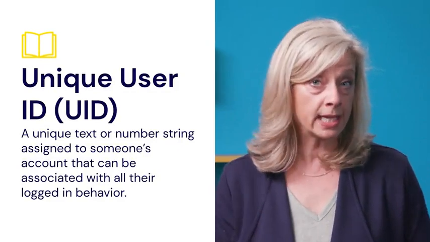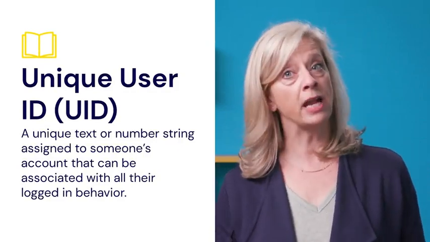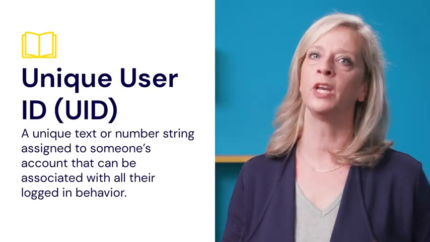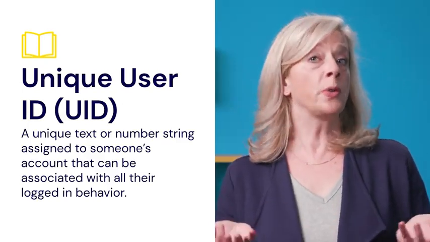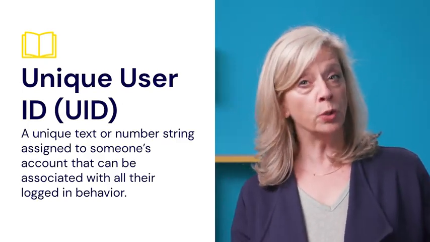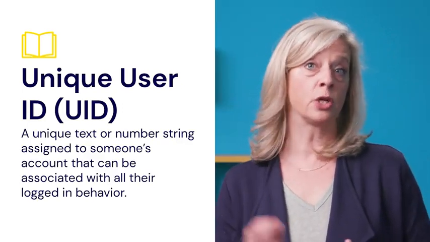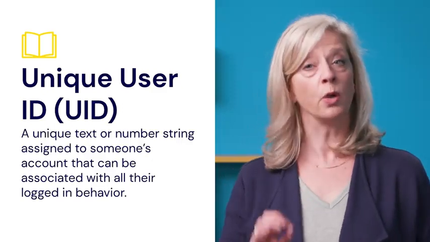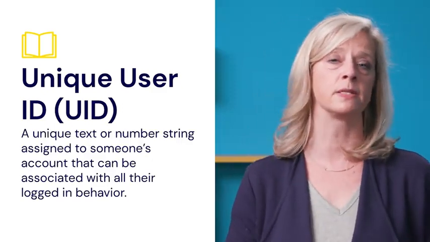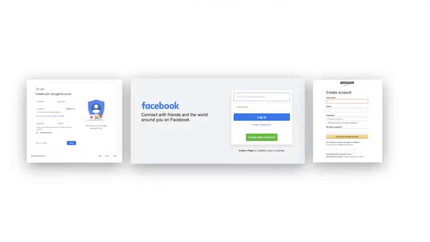It is a unique text or number string that identifies a person, and it is created when a user logs in. So there are Facebook UIDs, Google UIDs, and many others. There are also device IDs, associating a unique person with a device, like a phone, for instance. When you create an account on an online platform like Facebook, Google, Amazon, and so on, you provide them with some information and you create a login, a user ID, and a password.